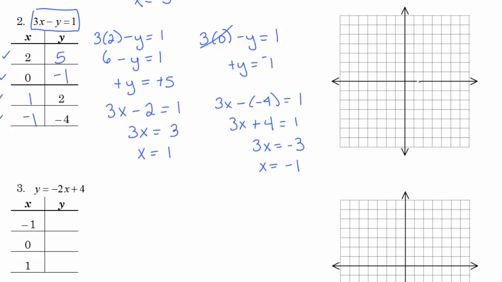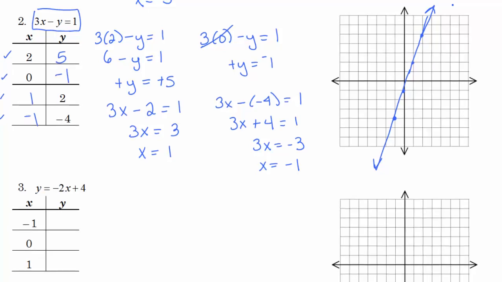So we're going to have 2, 5, right 2 and up 1, 2, 3, 4, 5. 0, negative 1, 1, 2, those look good, and then negative 1, negative 4. So a very tilty line. So again, get a straight edge out, connect those dots, extend it through the whole little graph, and there is the line that represents the infinite solutions to the equation 3x minus y equals 1.